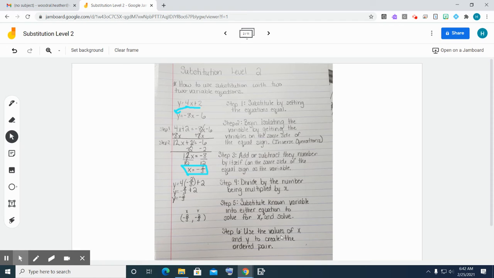And then the final step says we're going to use the values of x and y to create the ordered pair. So we have x, we have y, so now we have our ordered pair. Okay, so we're going to look at a few of these together.